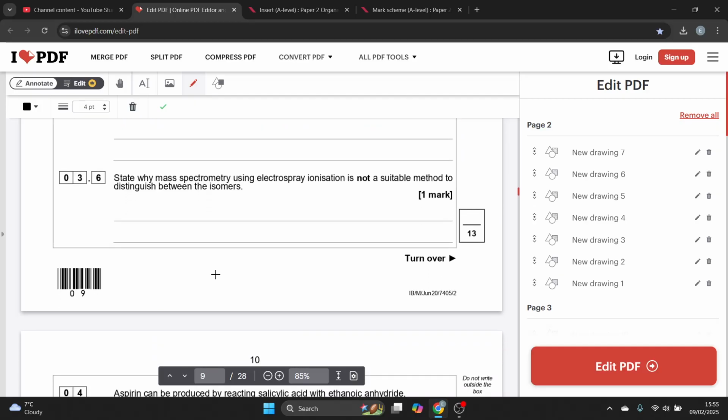Say that mass spectrometry using electrospray ionization is not a suitable method to distinguish between the isomers. All the isomers have the same Mr.